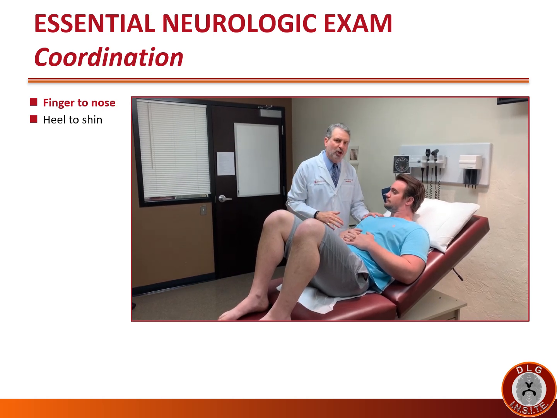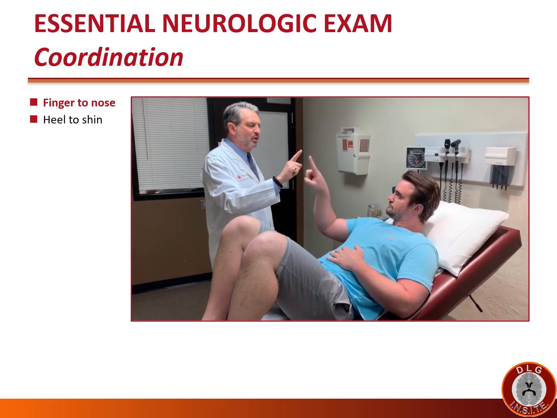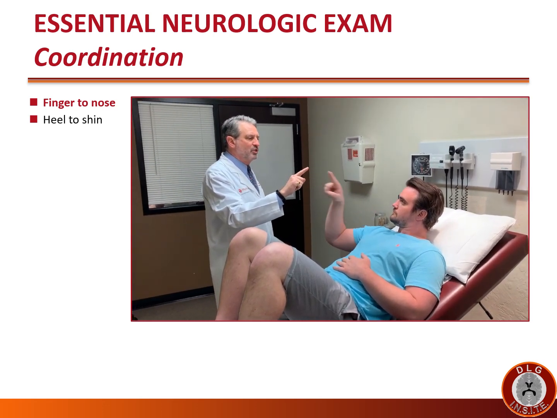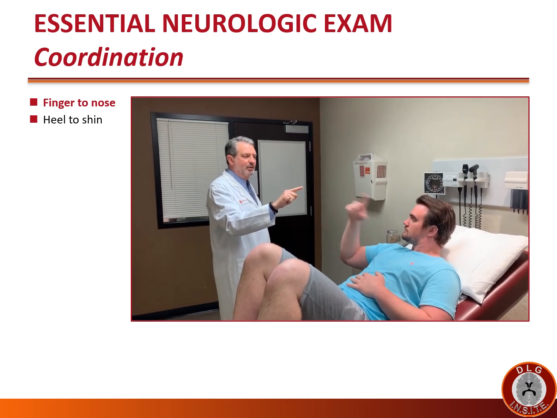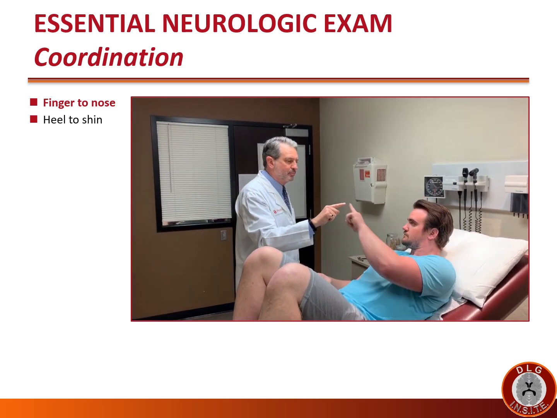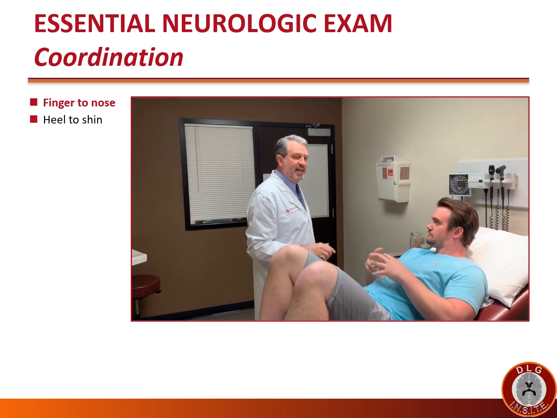Okay, let's start with finger to nose. And the eyes are open, and you say, sir, touch my finger with one finger. Touch your nose with the same finger. Go back and forth as fast as you can. And pull out a little bit, stretch it a little bit, and you can see that he stays accurate. Now the other side, sir. Beautiful. And he touches it accurately.